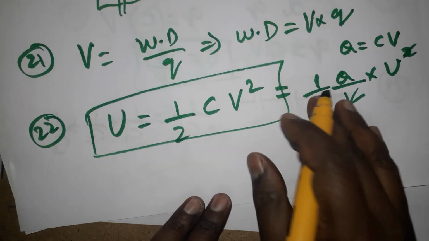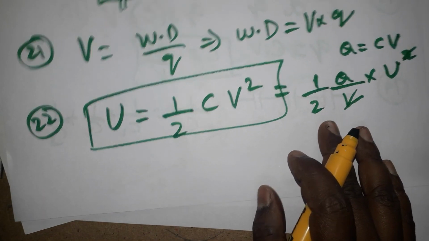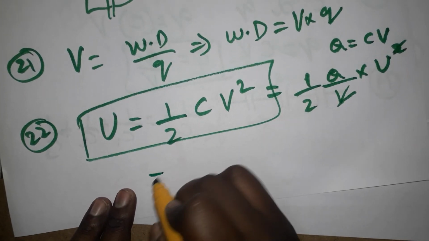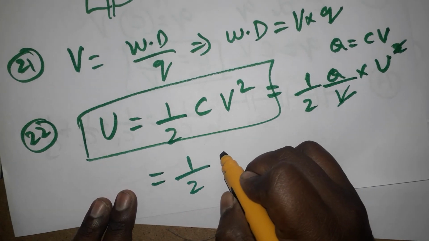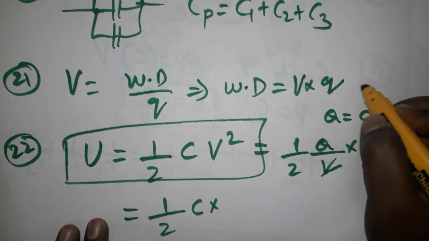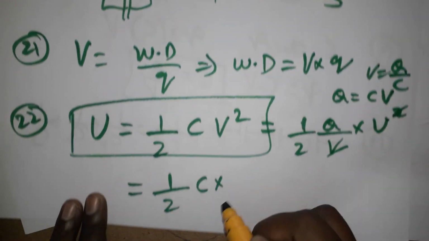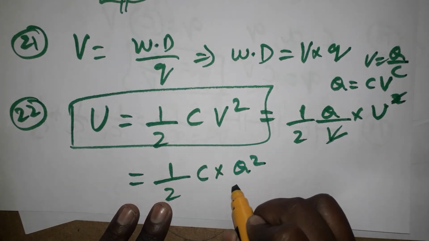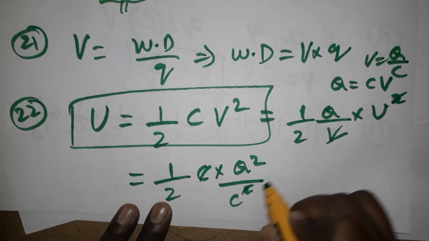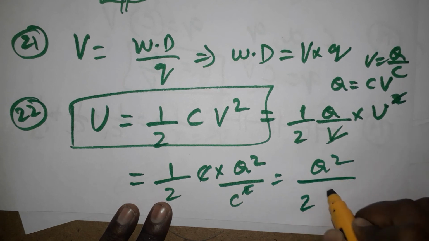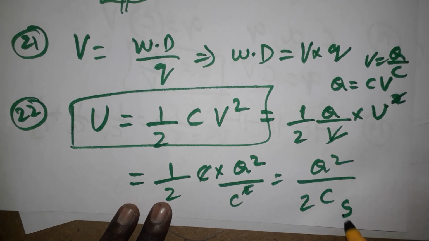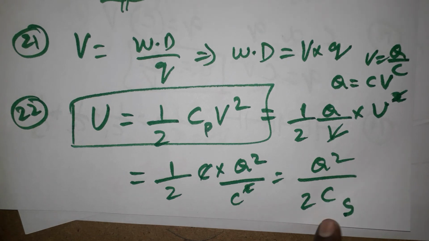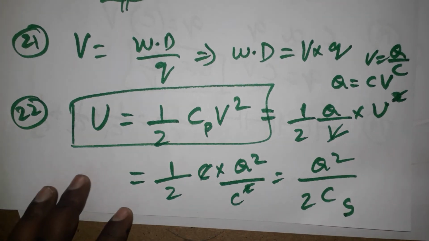Like this you can give another formula. Otherwise, U is equal to half Q square divided by C. You can relate with the capacitance C. So V is equal to Q divided by C. Q square divided by C square. This gets cancelled. Q square divided by 2C. This I am going to use as the formula for series. This I am going to use as the formula for parallel. Because for series the formula is 1 by CS, and for parallel the formula is a direct addition.